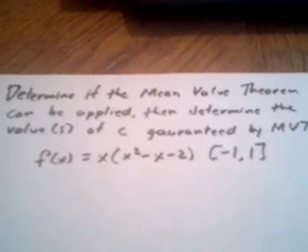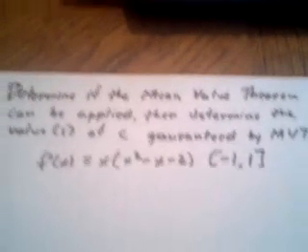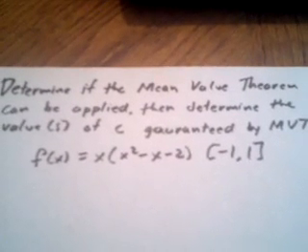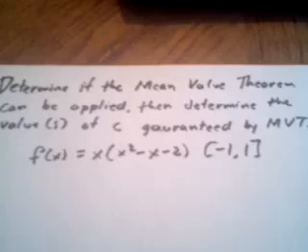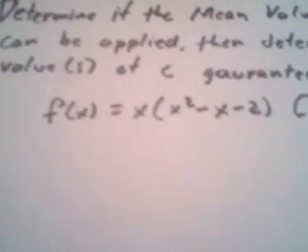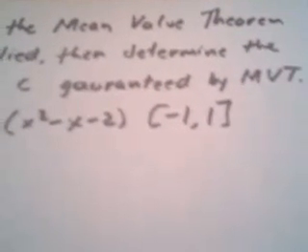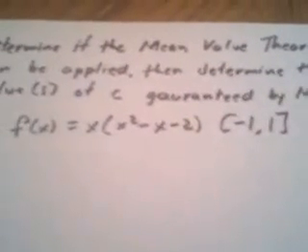Hello, ladies and gentlemen. We're going to continue on with an example of the mean value theorem, which says, determine if the mean value theorem can be applied. Then determine the value or values of c guaranteed by the mean value theorem. In this case, our function is f(x) = x(x^2 - x - 2) on the closed interval from -1 to 1. This is actually out of our Larson book.